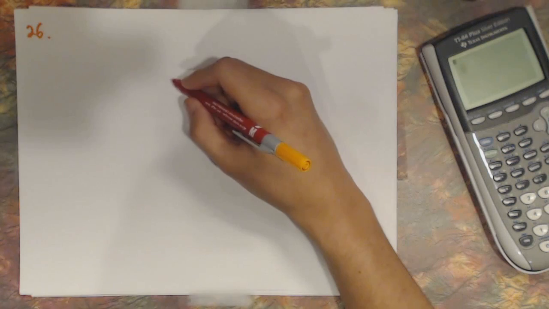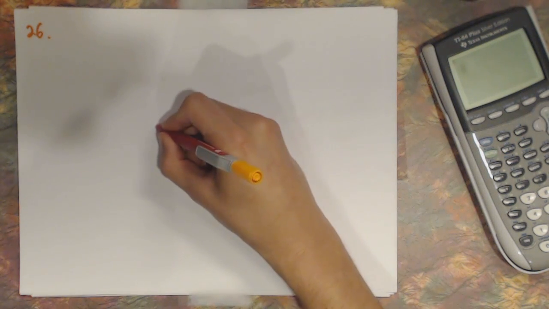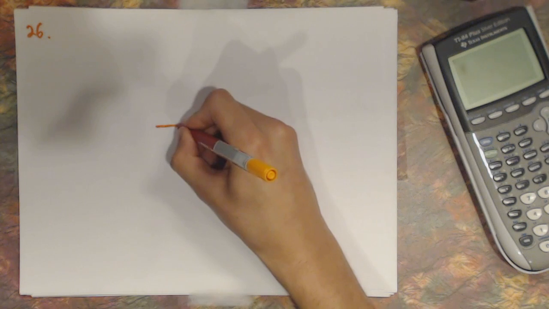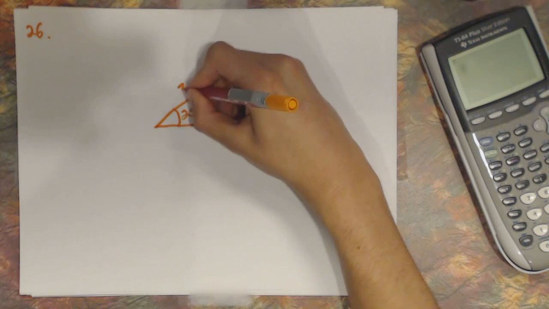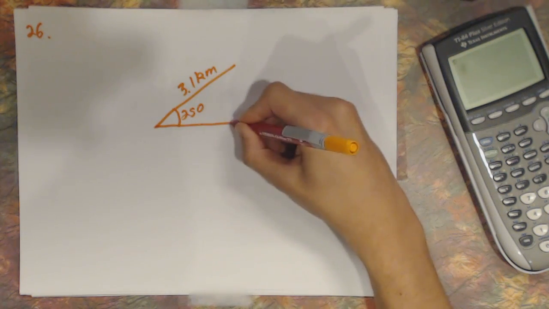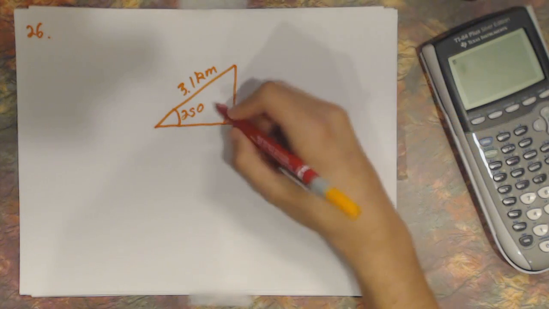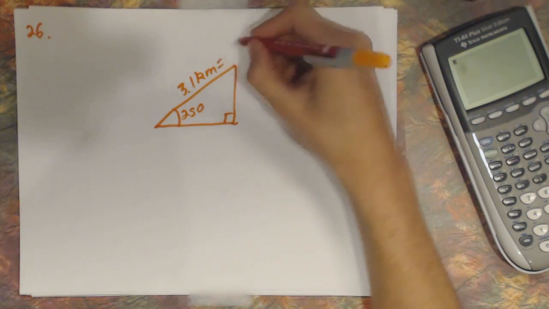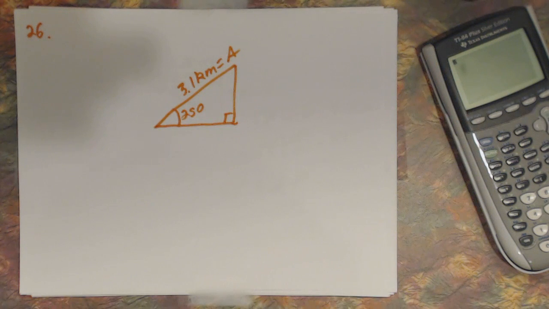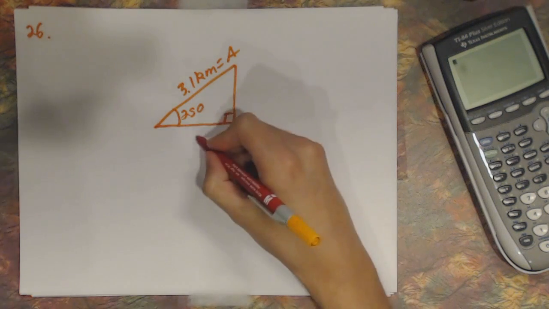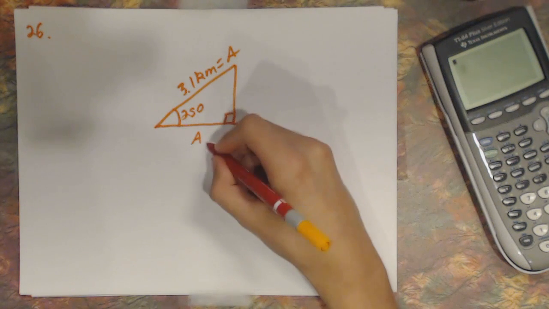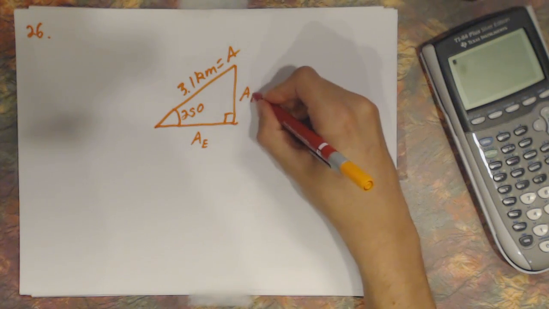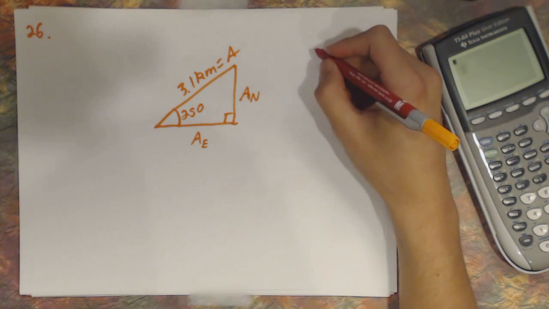So 25 degrees north of east, so here's east, and 25 degrees north, 25 degrees for 3.1 kilometers. And we'll call this our vector A. You don't need a name for it, I just want a name for it. I think it makes things easier. So it wants to know the east and the north component, so we're going to call this A sub E for east and A sub N for north.